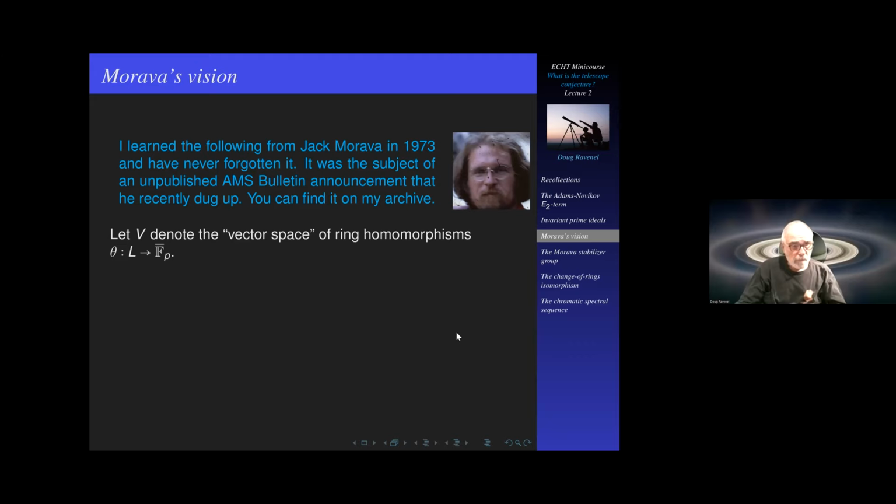So here it goes. V is going to denote the vector space of ring homomorphisms from L to FP bar. The reason that I put vector space in quotation marks is that in order to define an addition operation on this set of ring homomorphisms, you need to choose polynomial generators of L. The addition operation depends on a choice of polynomial generators of L. Now, in what follows, I'm never going to make use of this addition operation, so I don't have to specify a choice of generators.